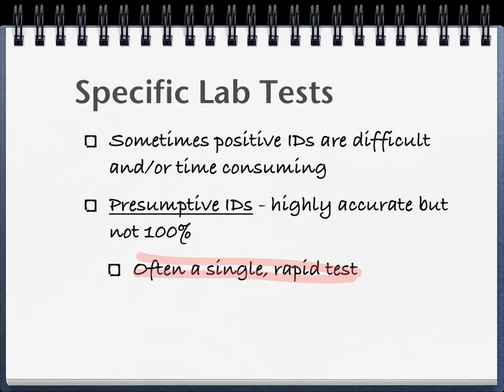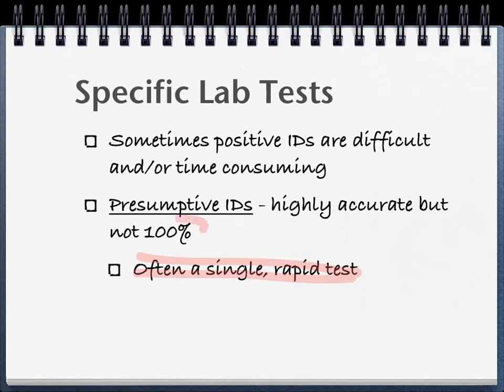And the ID itself is highly accurate, but not 100%, right? So you have this pretty good idea, enough to move forward. And maybe the lab test will confirm it later, but you have enough. Now, there are limitations to presumptive ID.